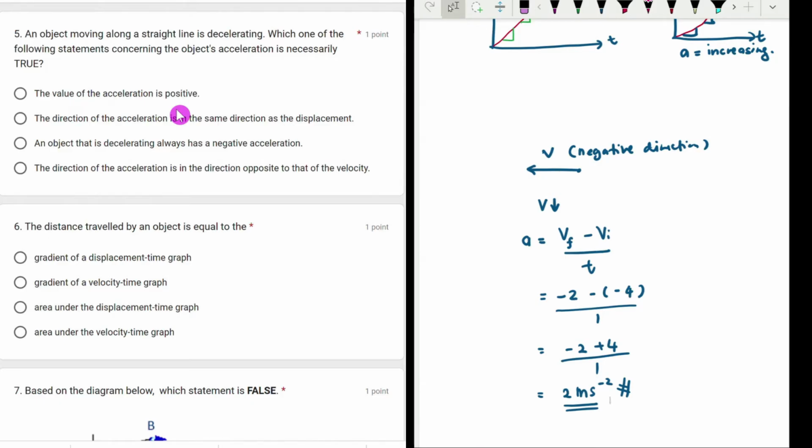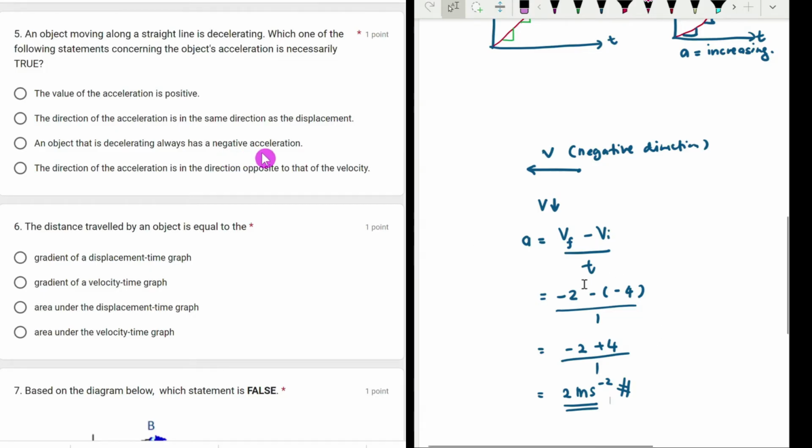Second, the direction of the acceleration is in the same direction as the displacement. Salah lah sebab dia decelerating. So if the direction of the displacement is to the right, means that the direction of the acceleration must be opposite direction with the motion. Okay, and then this one, an object that is decelerating always has negative acceleration. Salah.